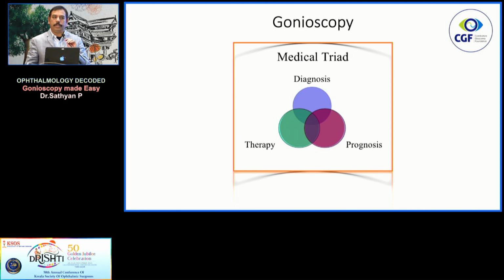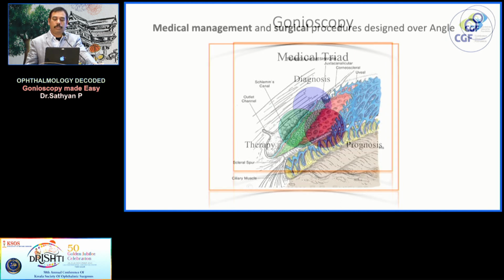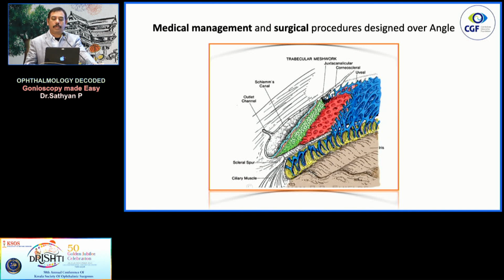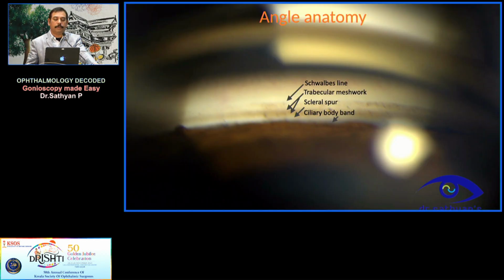Doing the gonioscopy is basically an attitude that we have to have. So gonioscopy in ophthalmology is very essential. It can help your diagnosis. It's useful for your therapeutic option and also to assess the prognosis. When you're looking at the anterior chamber angle, most of the time it is for the medical management and for the surgical procedure, the anterior chamber angle is critical.